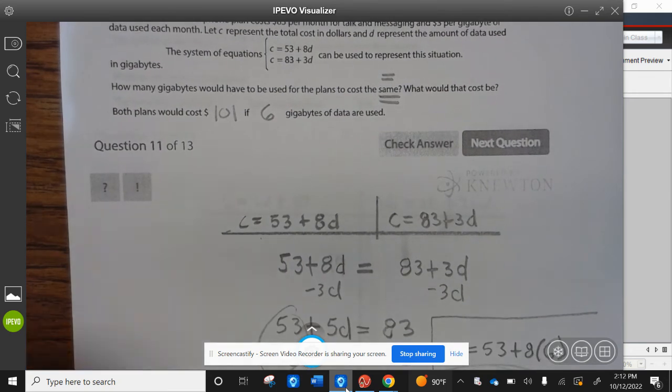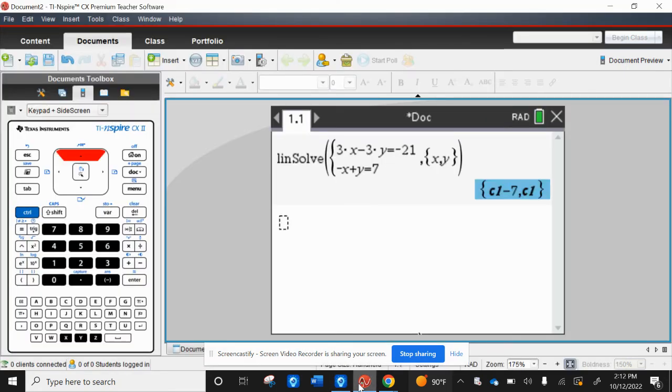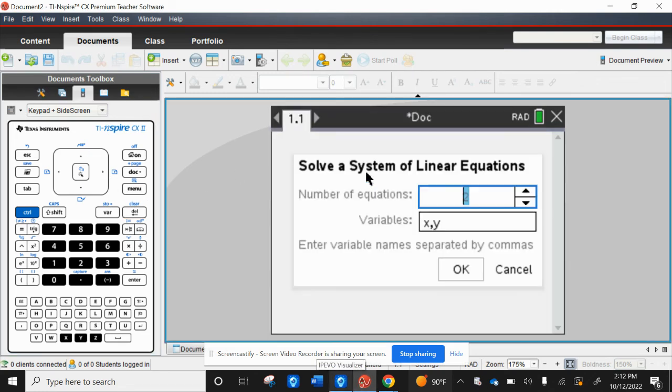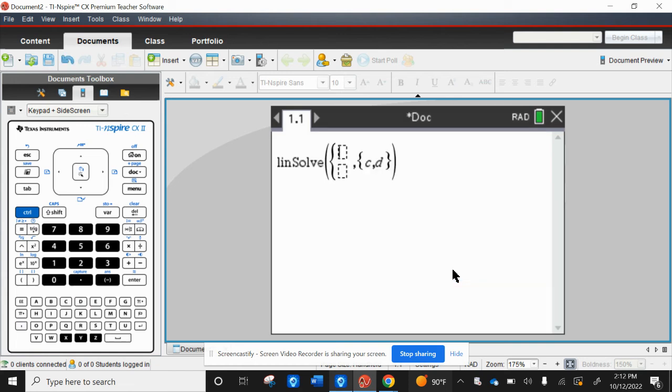Okay. And let's just go ahead and use our calculator to verify our work is correct. Now I'm going to go to Menu, Algebra, Solve System. Now instead of X and Y, I'm going to change this to C, comma, D. Okay. And then I'm going to put in C equals 53 plus 8D and C equals 83 plus 3D. And you can see that that verifies our work is correct. So then let's move on to the last example.